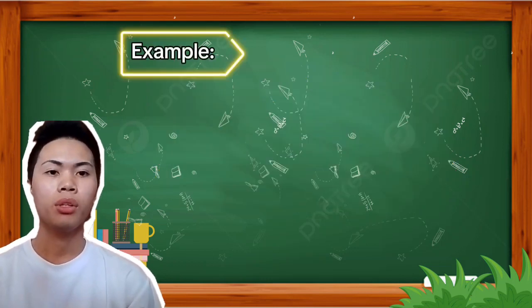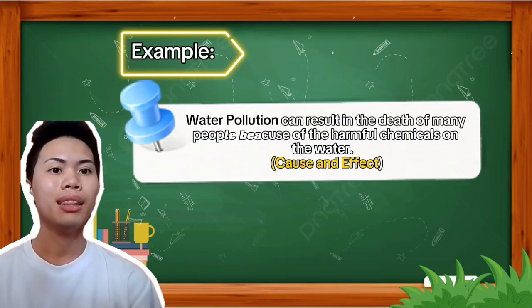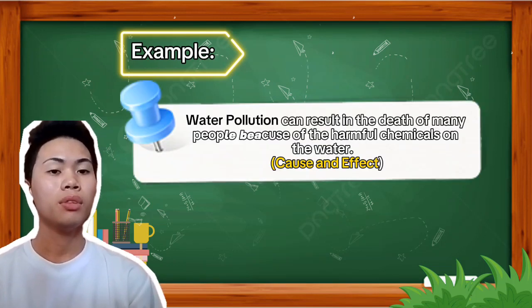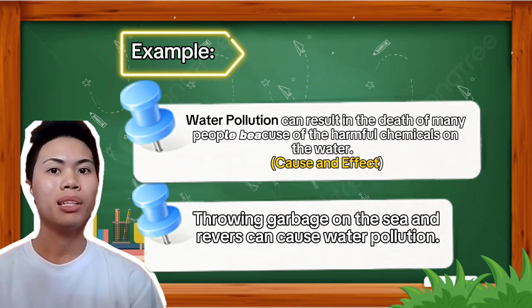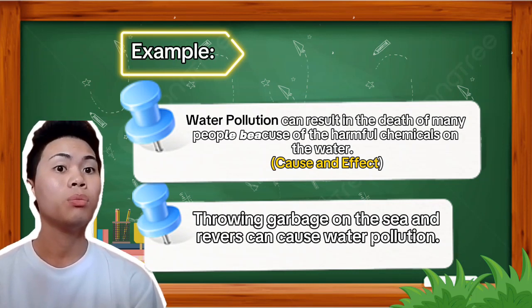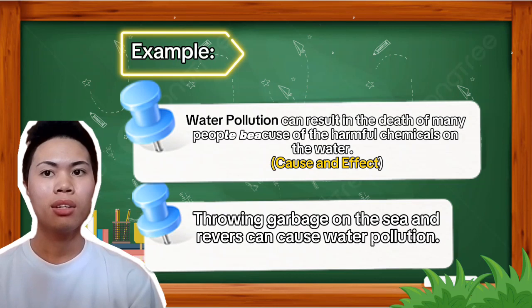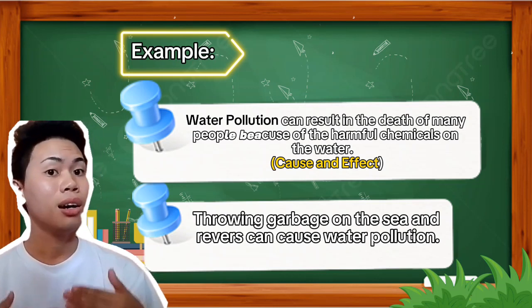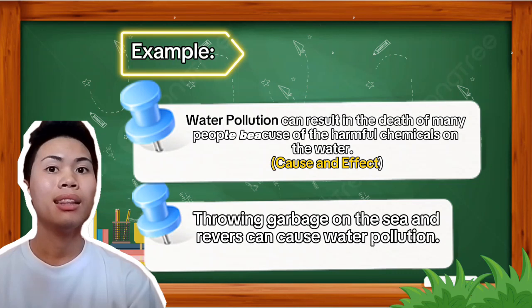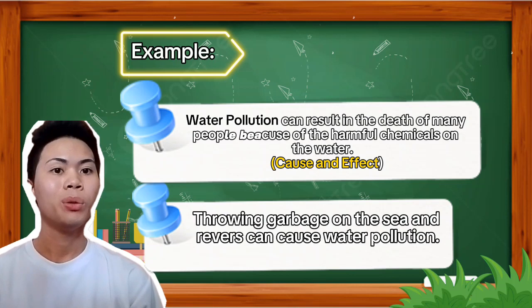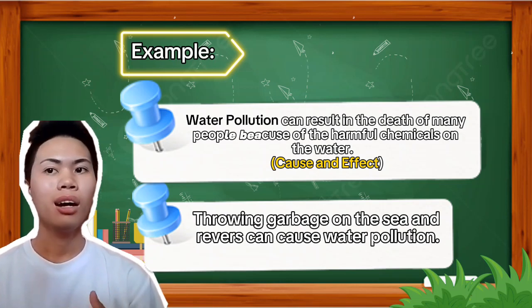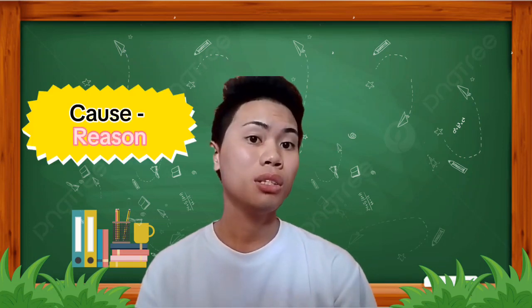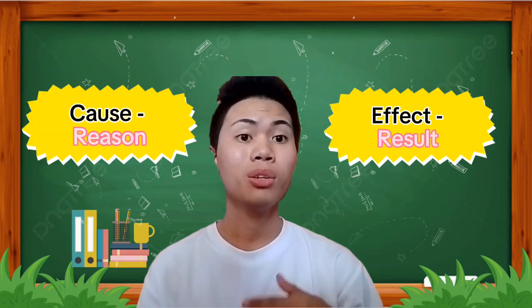For example, water pollution can result in death of many people because of the harmful chemicals in the water. Throwing garbage in the sea and rivers can cause water pollution. In the sentence, water pollution is the cause, while the effect is the death of many people because of the harmful chemicals in the water. That is the cause and effect. Again, the cause is the reason, while the effect is the result.